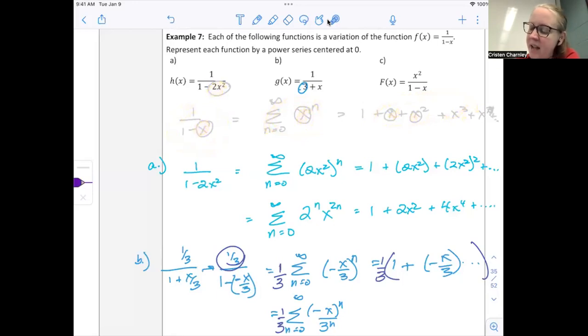So for part A, 2x squared, don't worry about the negative because that's part of the problem. 2x squared goes in place of x. So I replace the x in the series notation with 2x squared. And in the expanded form, I replace those x's with 2x squared as well. Do you have to do that each time? You won't be asked to, but I want you to recognize the fact that those are allowed. You're allowed to do that.